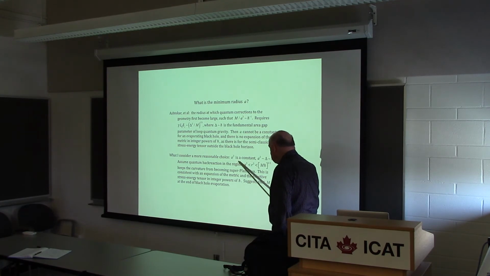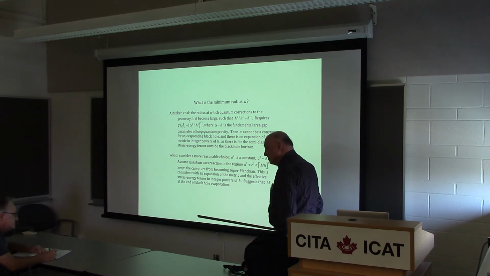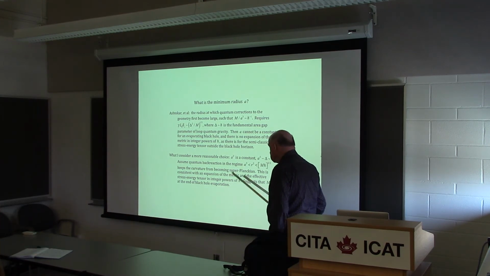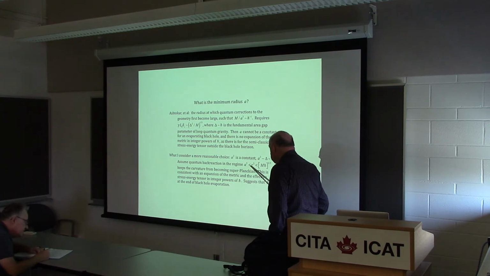So what I'm going to assume now is that A squared is in fact a constant and is of order h bar. I don't say it's equal necessarily, but it's basically determined directly by this area gap parameter. That seems much more reasonable to me. Now, for a large black hole, you're left with this regime between A and when the curvature is becoming Planckian.